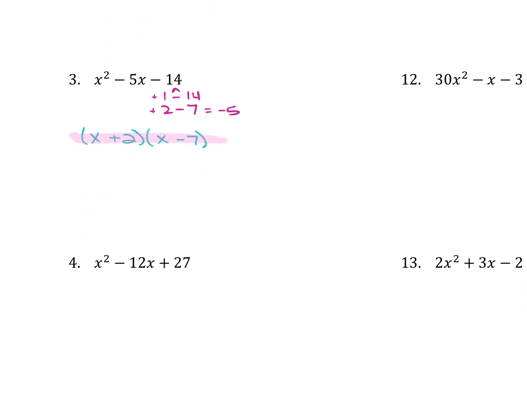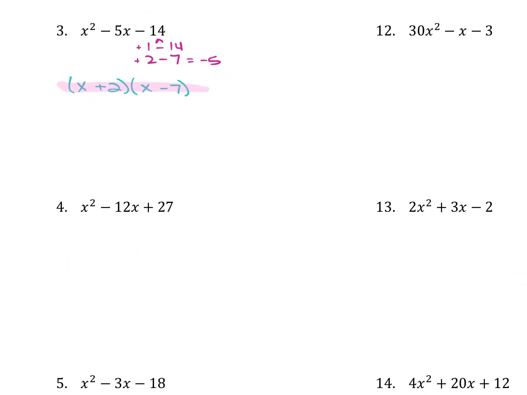For number 4, you have x squared minus 12x plus 27. Your factors of 27 are 1 and 27, 3 and 9. Your 27 is positive, which means if your B term is negative, both of these are going to be negative. So you want to put your signs there. That negative 3 plus negative 9 is going to give you the negative 12 that you're looking for. So this factors to be x minus 3 times x minus 9.